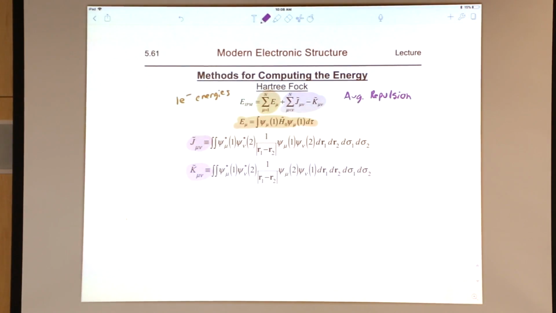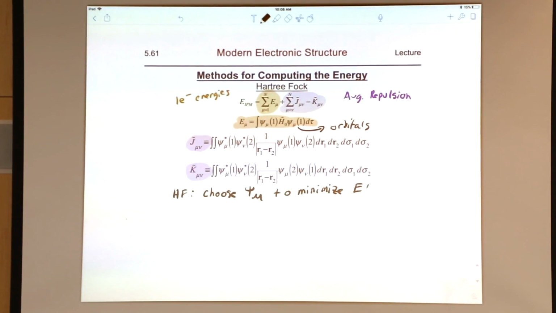That's an energy expression that in one form or another should be somewhat familiar from things you have done before. The idea of Hartree-Fock is relatively simple. We have an energy, and this is true for any Slater determinant, any set of orbitals. So I have some orbitals here, and the idea of Hartree-Fock is to choose the orbitals to minimize the energy, this independent particle model energy. I'm going to choose the orbitals that minimize that.